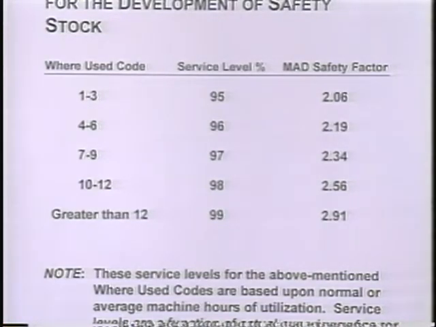They're not going to go below 95%. The safety factor for 95% from the previous exhibit, page 27, is 2.06. Now we go to the next where-use code, which has a range of 4 to 6. There's a 96% service level, and that safety factor is 2.19, and so forth.